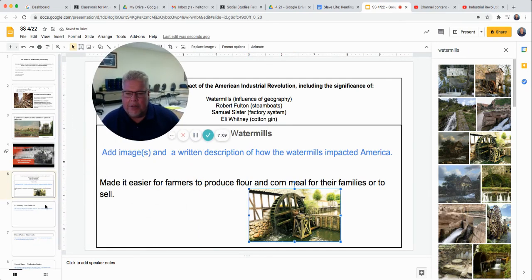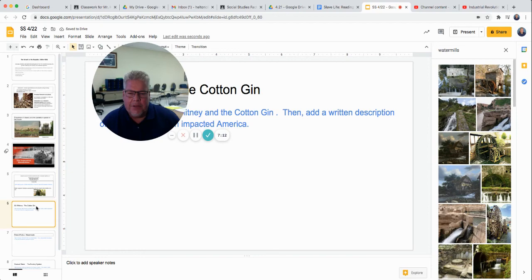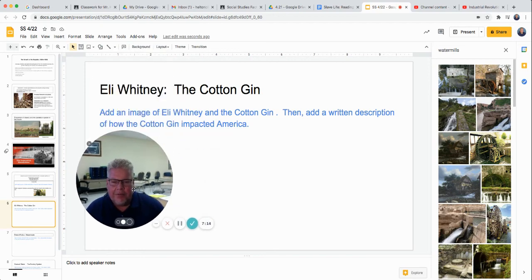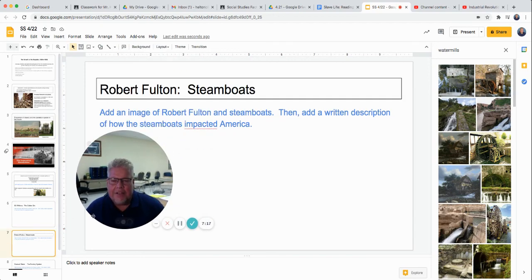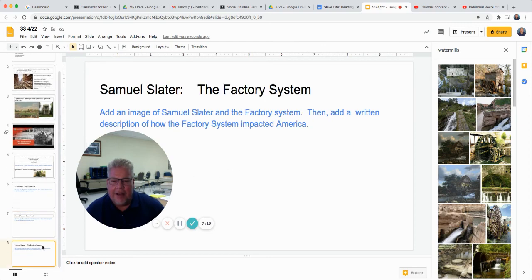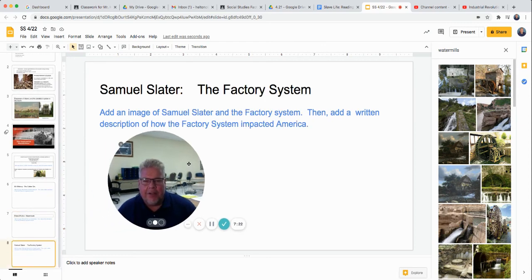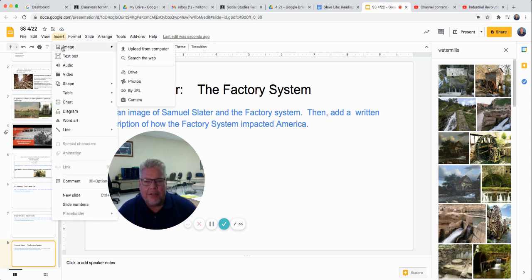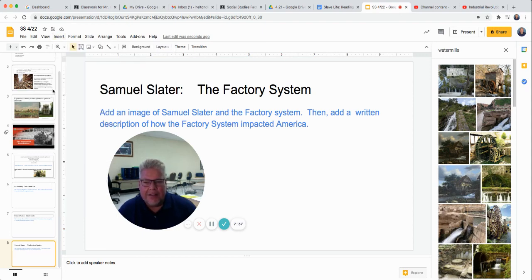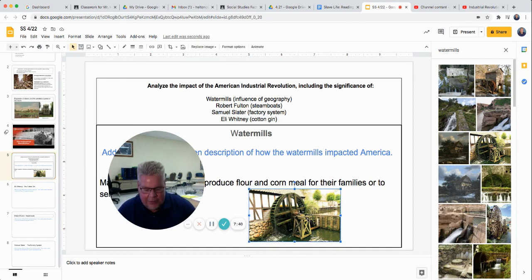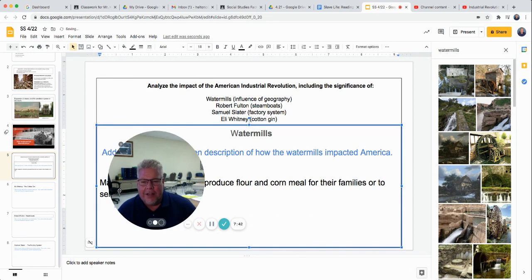So you've got the water mill one. I did one example for you. You've got the cotton gin on the next one. You've got steamboats, and you've got the factory system. All right, so use your web, use your search bar, search for these things for some information, a fact that you can learn about them, and then find a picture in your insert image tool right there, okay? So I already kind of showed you how you need to do it, so I'll let you take off now and get these done as we review the Industrial Revolution.